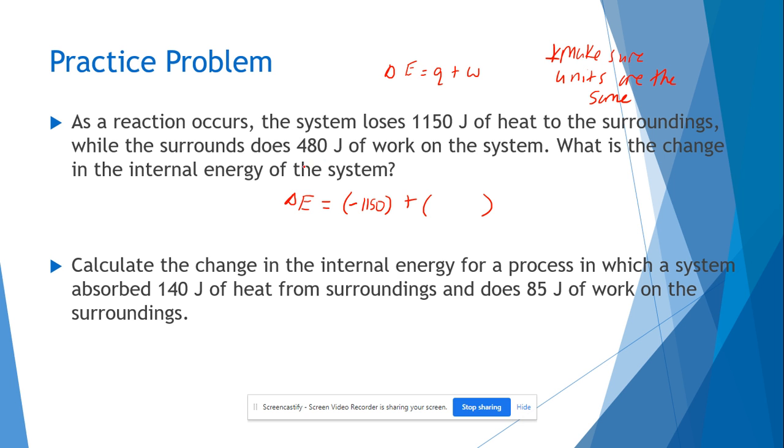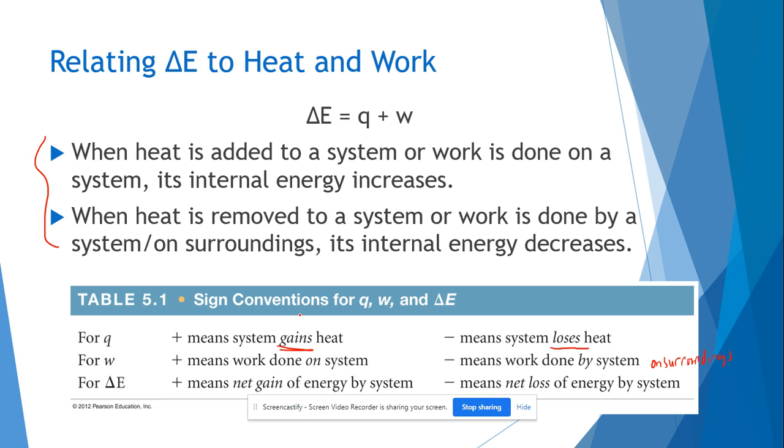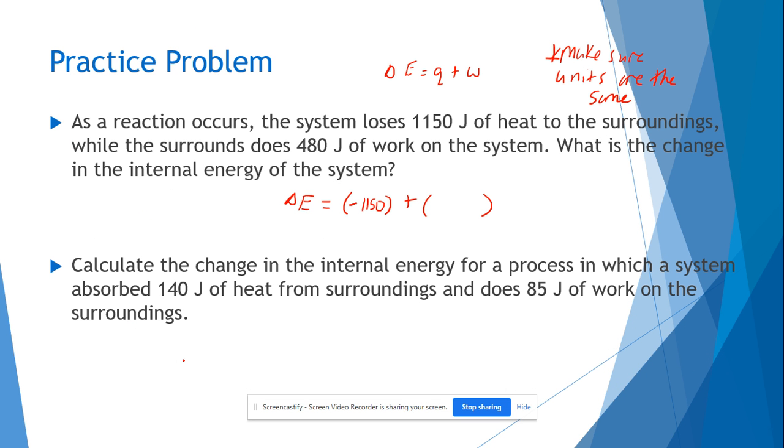The second number says 480, and this says my surroundings does 480 joules of work on the system. And if I go back, work done on the system tells me my sign is going to be positive. So I can actually give that a positive 480. You can go ahead and add that, and that tells me that my delta E is negative 670 joules.